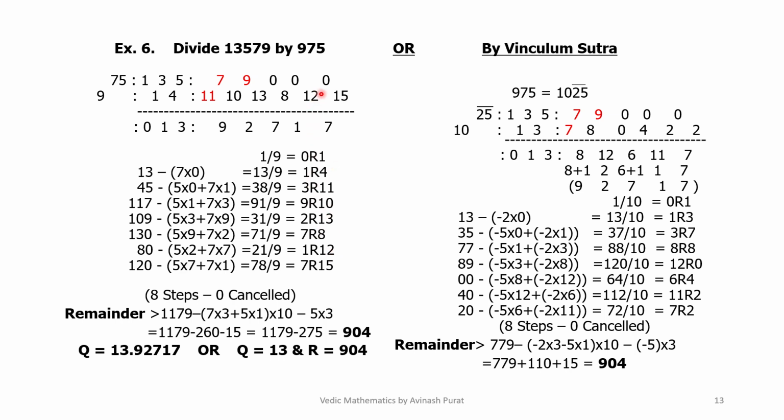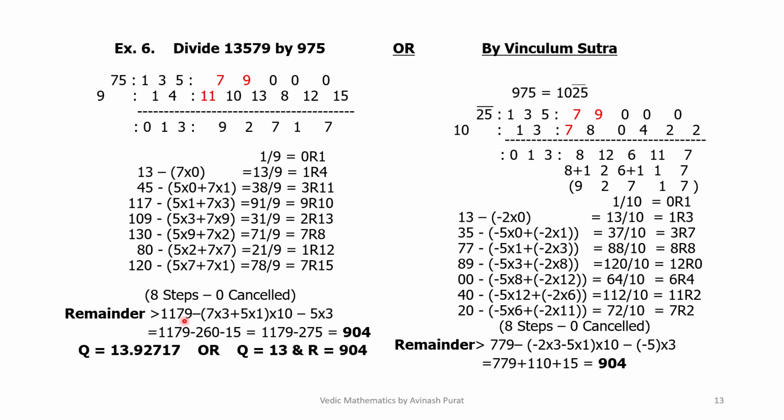12 is remainder. So 120 minus (5 into 7 plus 7 into 1), that is 35 plus 7, 42. 120 minus 42 is 78 divided by 9, which gives result 7 as quotient and 15 as remainder. Now all this is 8 steps and 0 step is cancelled.